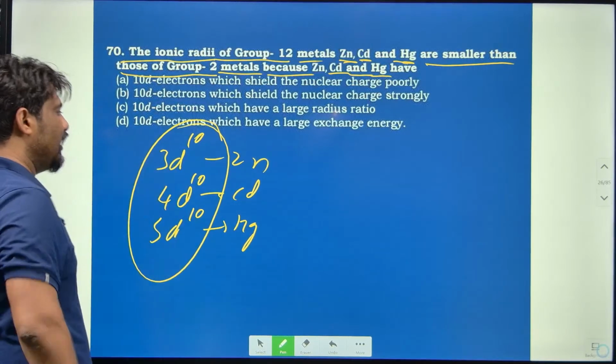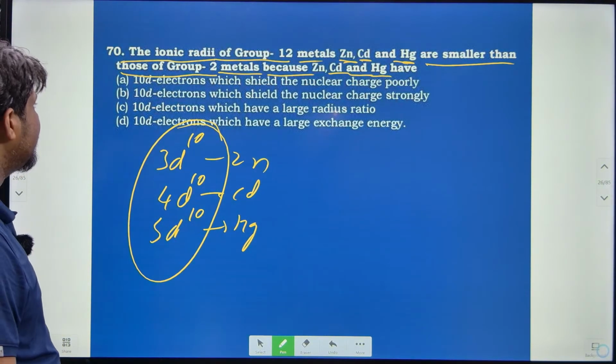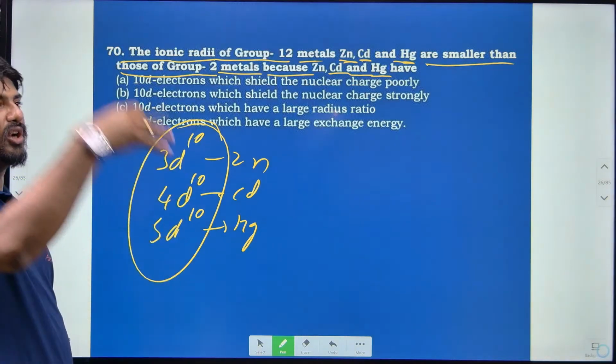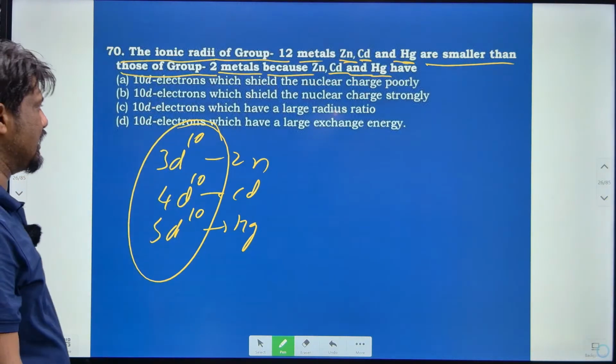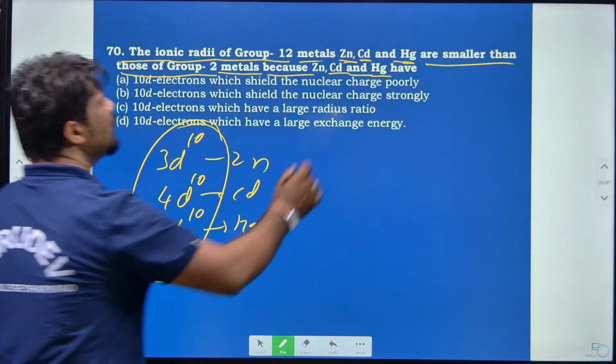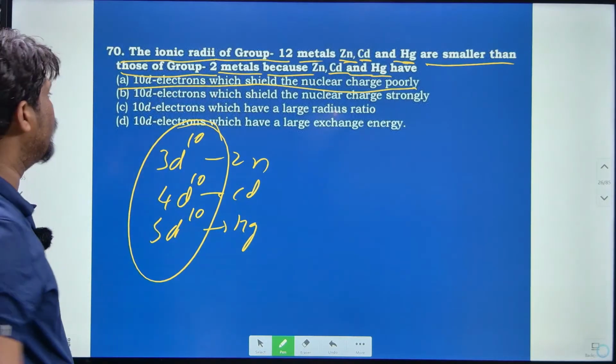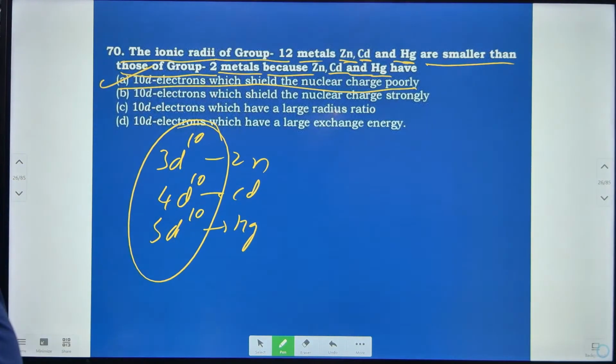Because their outermost orbital is completely filled, these electrons are strongly attracted towards the nucleus. When they are strongly attracted towards the nucleus, the shielding of the nuclear charge becomes poor. Hence option A is the right answer for the question here.